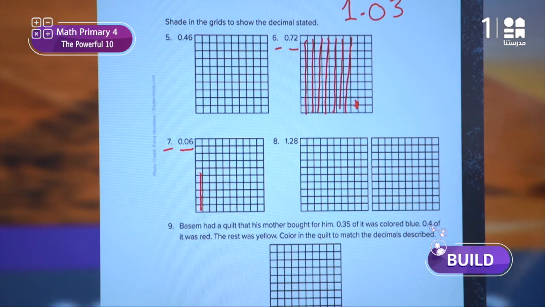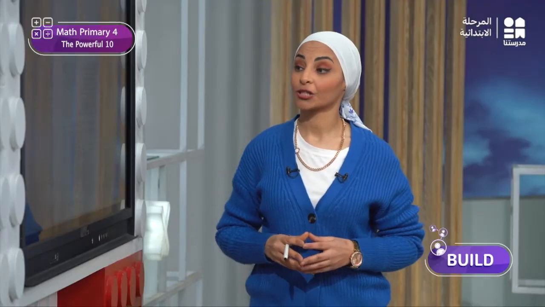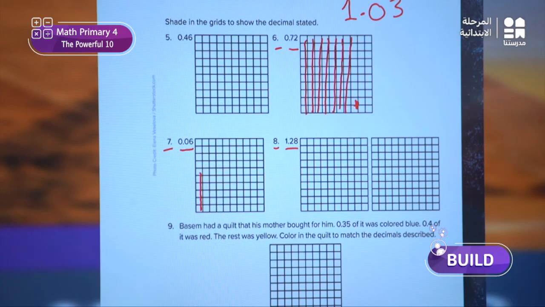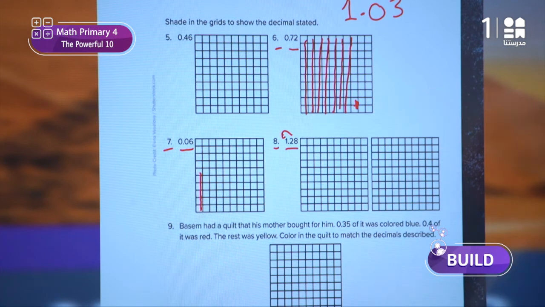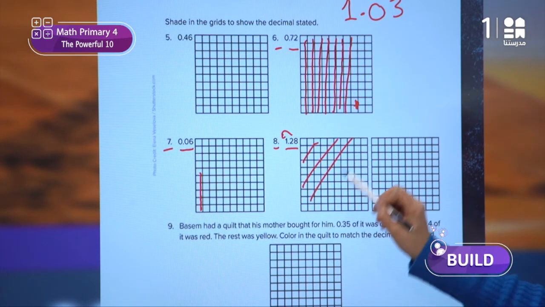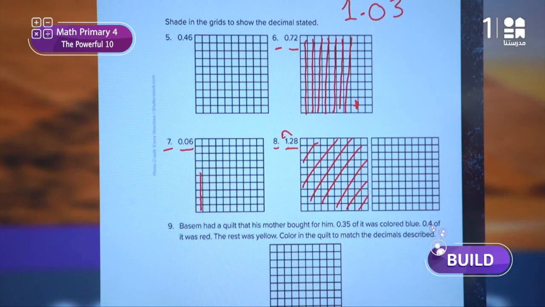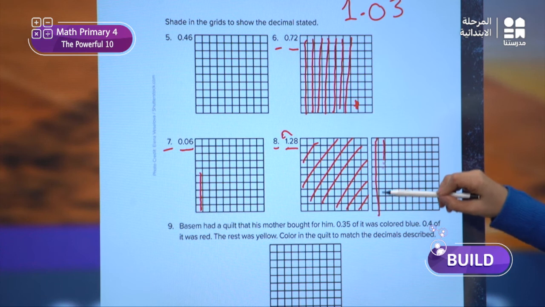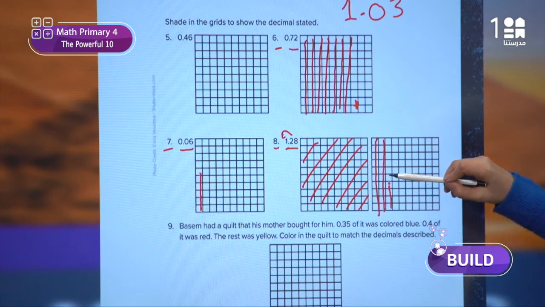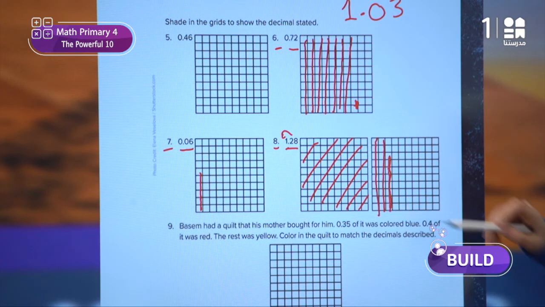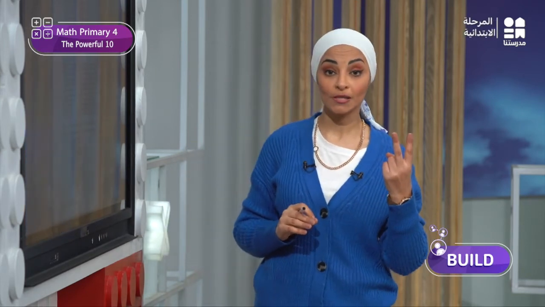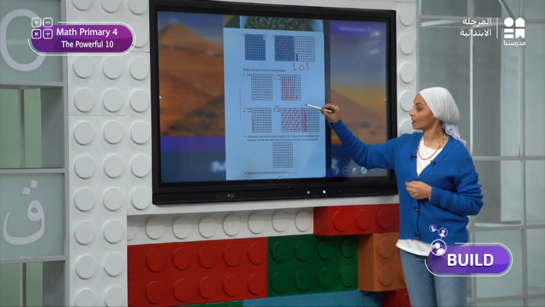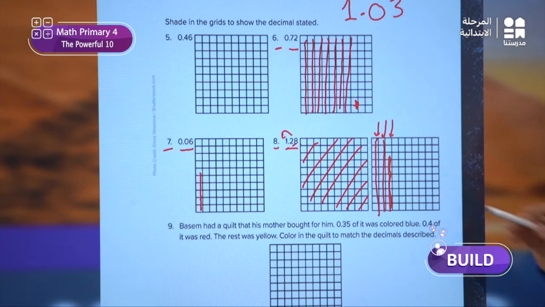Let's move to problem number 8. The written decimal is 1.28. So what does 1 mean? Before the decimal point, we agreed that it is the whole number. So first I will shade the whole grid here because this represents the whole 1. And I will shade 28 hundredths. So I will shade 2 columns and 8 squares like you see here. That means 2 whole columns and 8 squares. 28 is 10, 20, and here 8 squares.